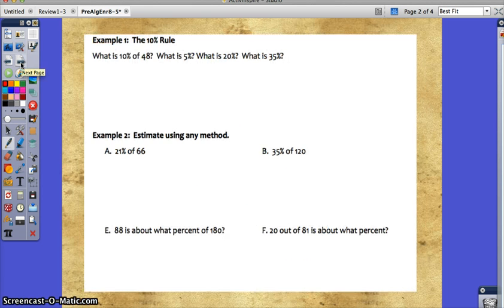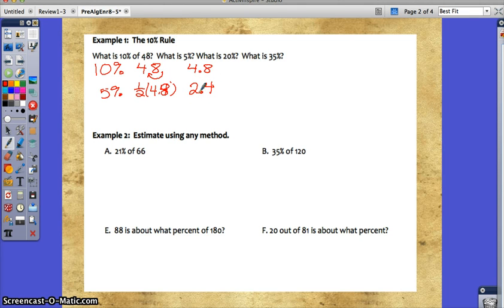So let's look at this first example. What is 10% of 48? Remember that 10% is just going to be 48 with the decimal moved. So we're just going to move that decimal over from the end 1 unit. It's 4.8, or 4 and 8/10. What is 5% then? Well, 5% is just going to be half of that. So what's half of the 4.8? Half of the 0.8 is 0.4. Half of the 4 is 2. So it'd be 2 and 4/10.